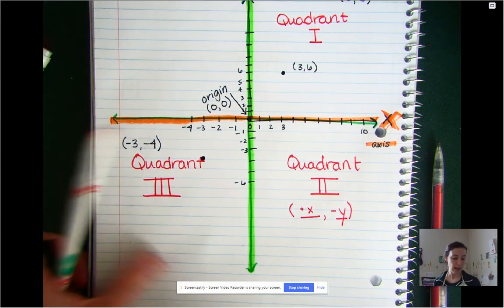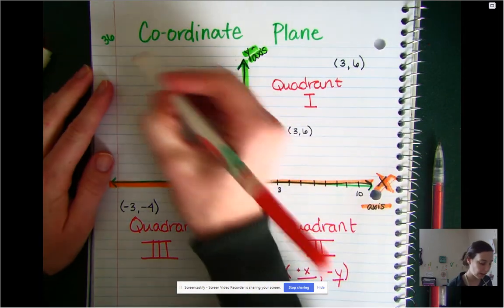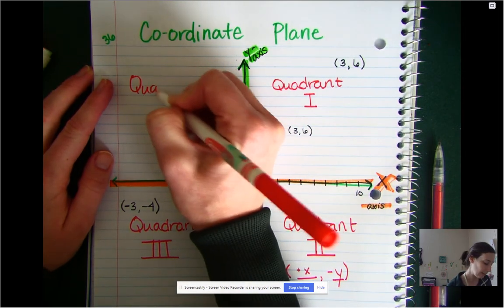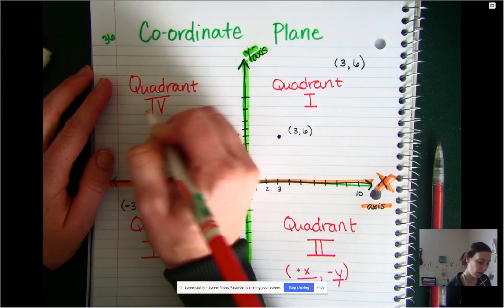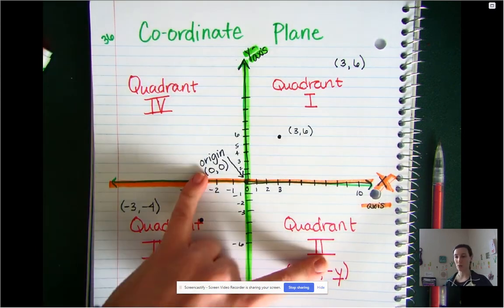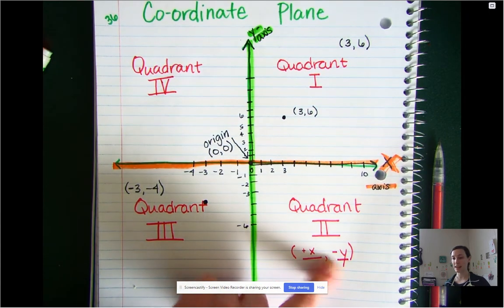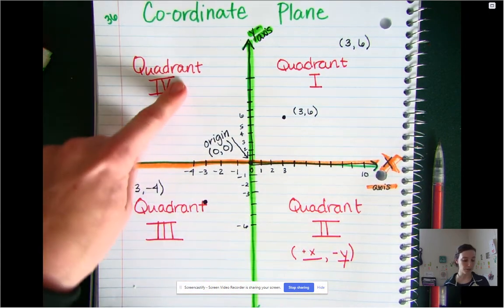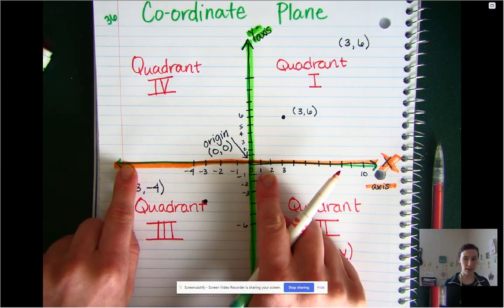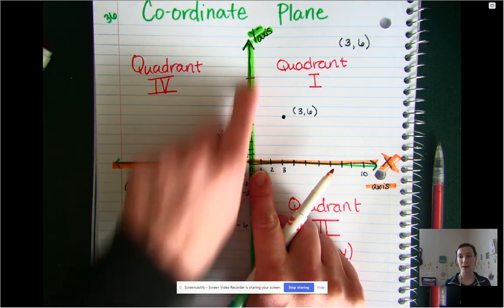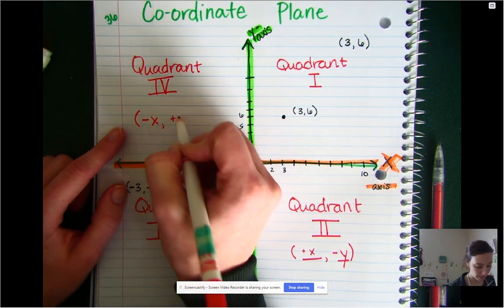Okay? And that leaves one other area, you can probably guess, quadrant 4, which is the opposite of quadrant 2. So where quadrant 2 had positive x's and negative y's, in quadrant 4, the x's are negative and the y's are positive. Negative x, positive y.